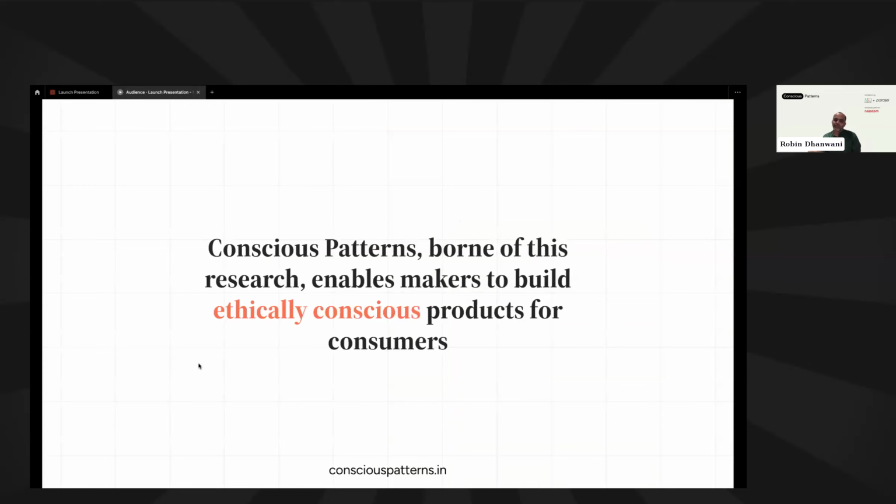Conscious Patterns was born of this research, and enables makers to build ethically conscious products for consumers. Like I was saying earlier, our endeavor in this entire assignment was not just to come up with observations on what we found, but actually empower makers to start being more conscious and create better choices. That's why, as I go through, you'll see we have tried to create lots of different tools and resources to actually help you create solutions and not just come up with observations on what we found.